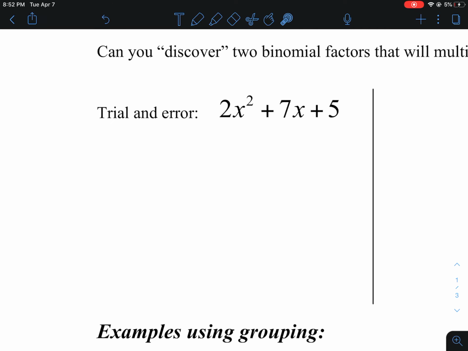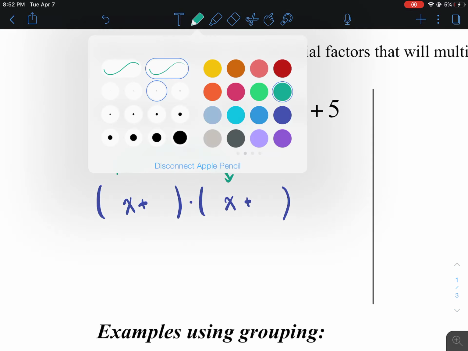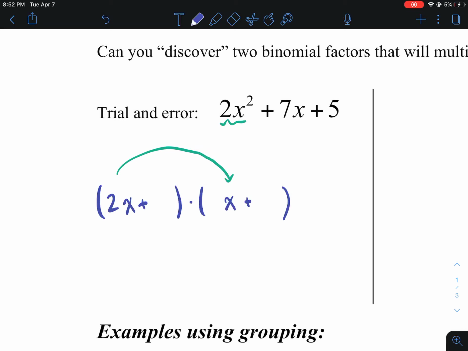If we look at this example, 2x squared plus 7x plus 5, we can definitely use trial and error. What I mean by trial and error is that we know we're going to have two binomials for our factors, and we're going to have x's here. When we multiply this term by that term, it has to equal 2x squared. For 2, we only have two options: one of these has to be 2x, and one of them has to be an x, because the only factors of 2 are 2 and 1.